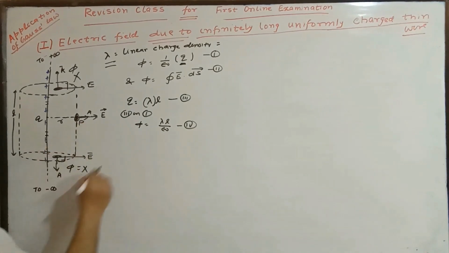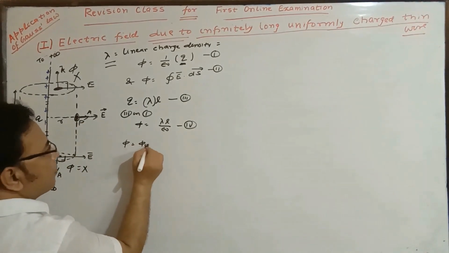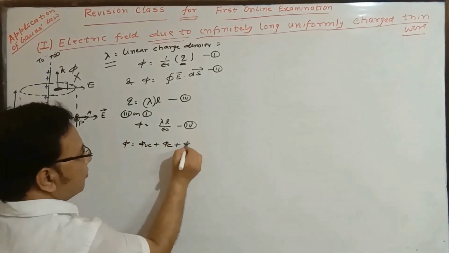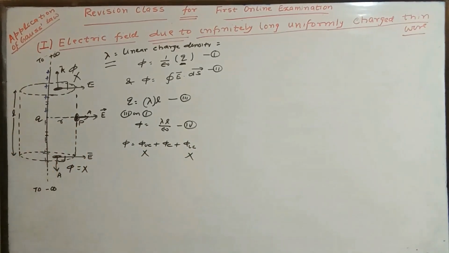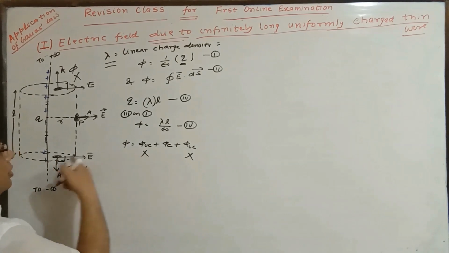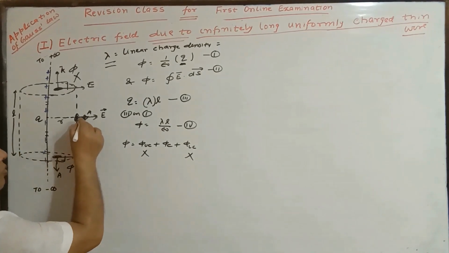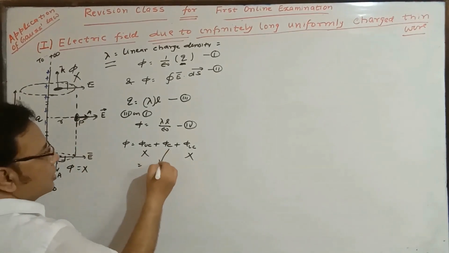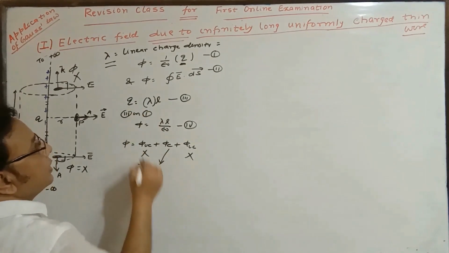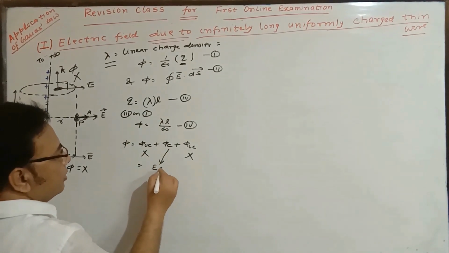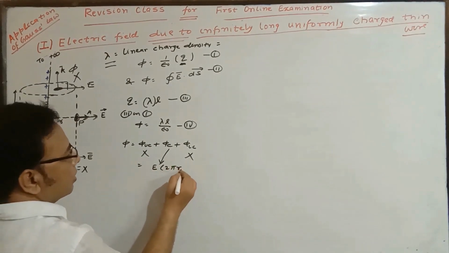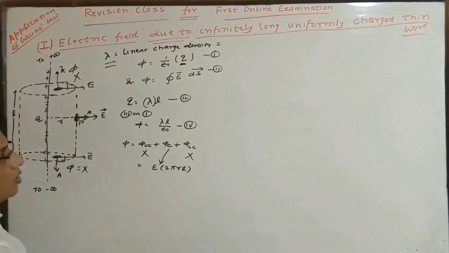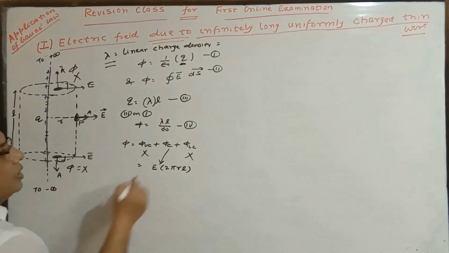Only phi due to the curved surface remains. Phi is the sum of phi due to the upper cap, phi due to the curved surface, and phi due to the lower cap. These two are not available because the angle is 90 degrees. So phi curved is the integral of E ds cos theta, so E into ds. What is the curved surface area? ds is 2 pi r into L. Cos theta is cos 0 degree, which is 1.